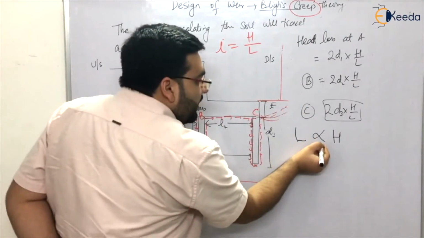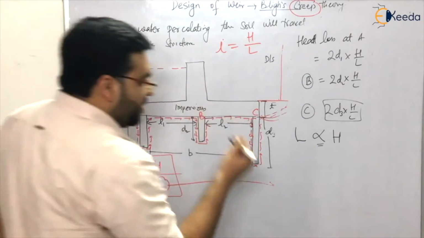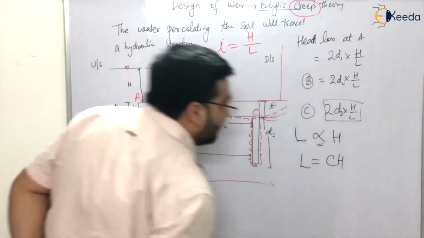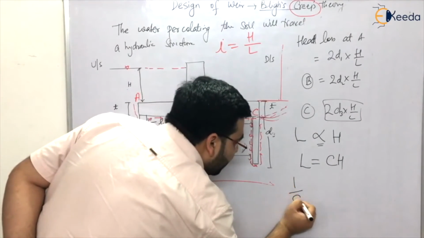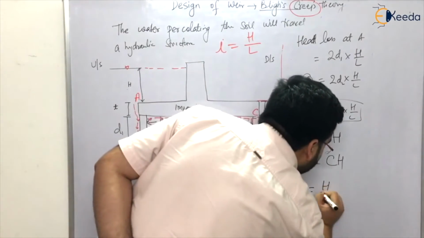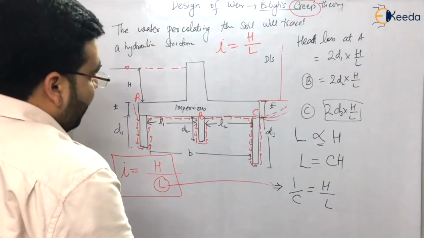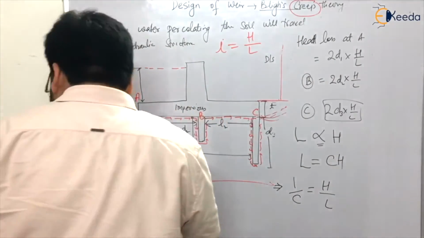So if you remove the sign of proportionality, you will get Bligh's coefficient, right? So L will be equal to C into H, Bligh's coefficient, right? Or I can say that 1 by C should be equal to H by L. 1 by C should be equal to H by L. And Bligh said that to avoid piping, let me write it here.